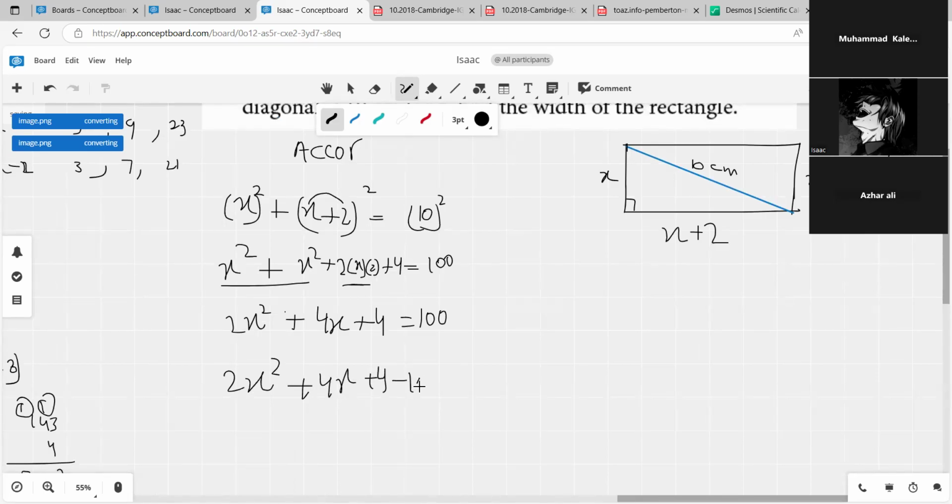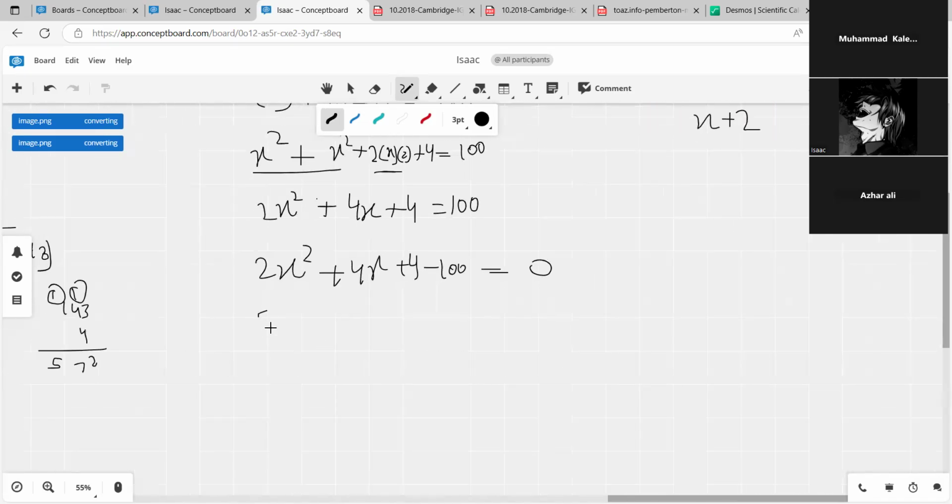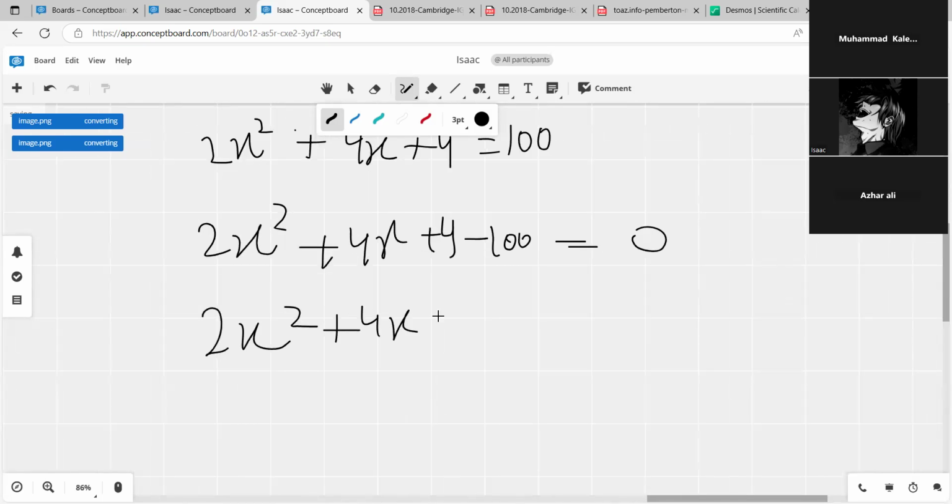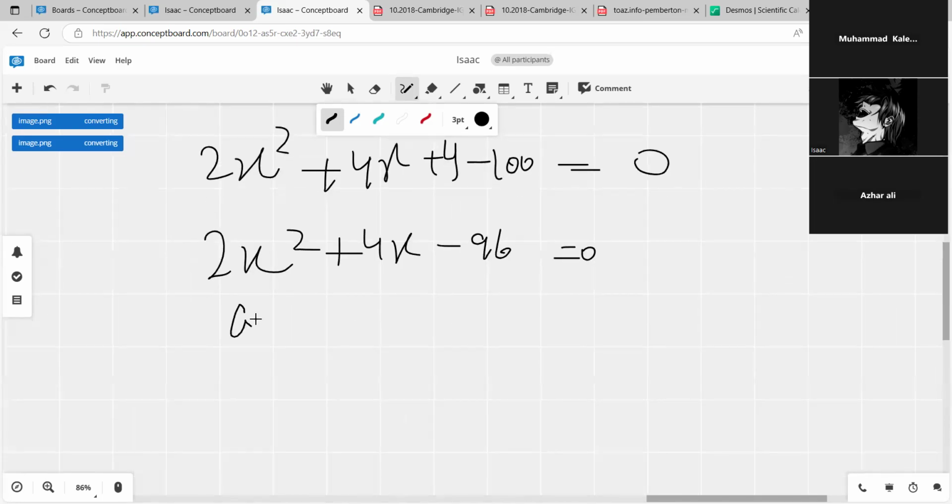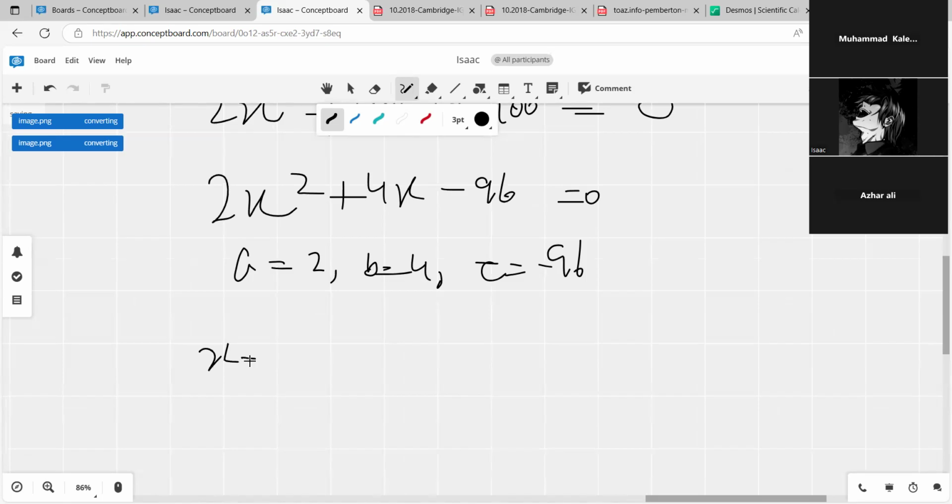Okay, let's complete it quickly. Plus 4, and this 100 I will take to the left side from the right side, so it will be in subtraction. So 2x square plus 4x minus 96 equals 0. Here again we have to implement the quadratic formula. So a is 2, b is 4, c is negative 96. x is equal to, I'm not writing the formula, I'm going to replace the values directly in the formula.